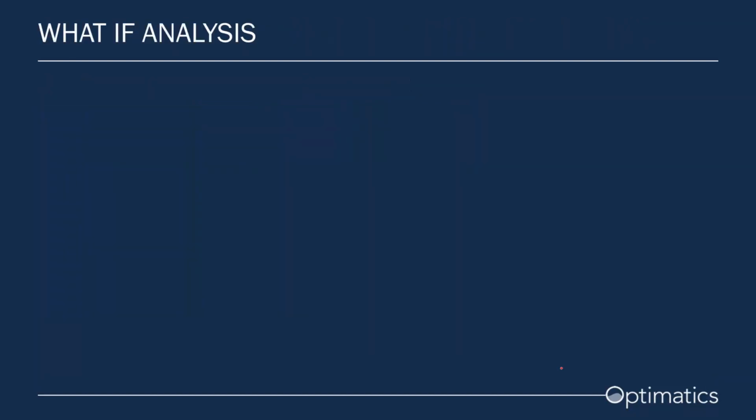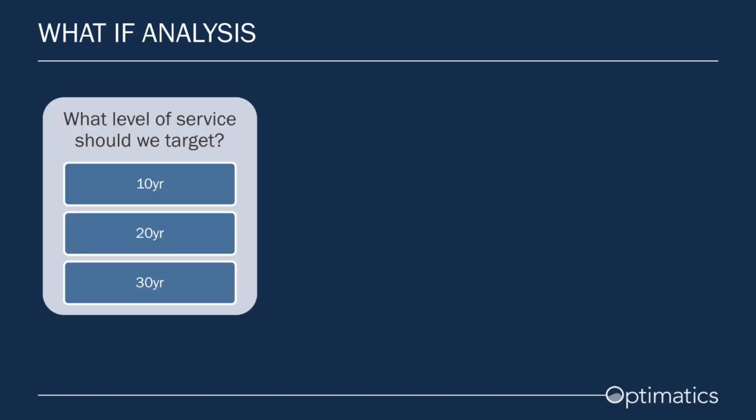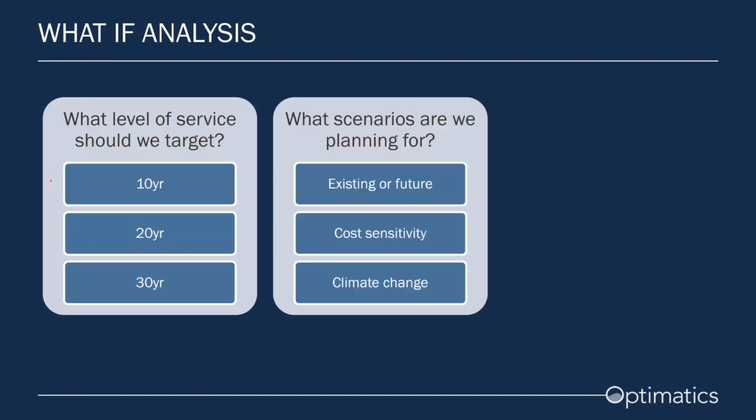So a moment here to talk about some of the what-if questions that we asked with Optimizer. For this problem particularly, one of the questions was, what level of service should we target? Should we be aiming for a 10, a 20, or a 30-year level of protection? And that was one thing that we explored in this problem, and I'll show you a bit more on that in a moment. Other what-if questions we can ask are, what scenarios are we planning for?